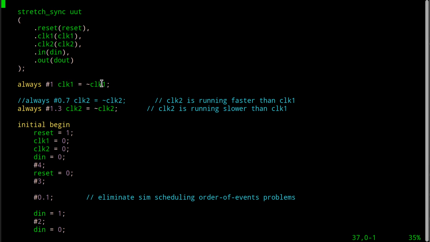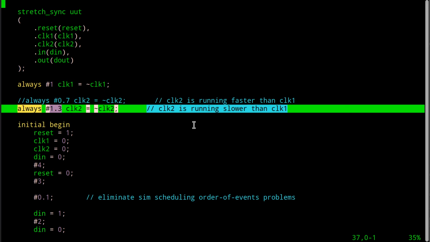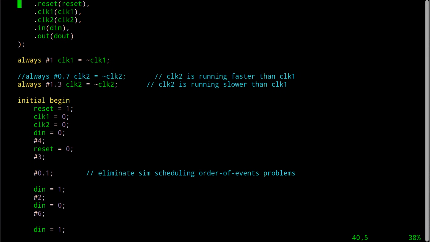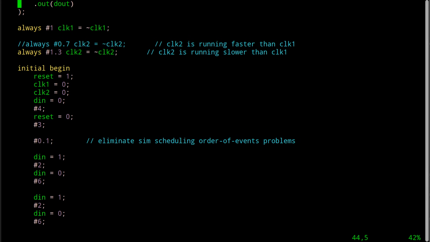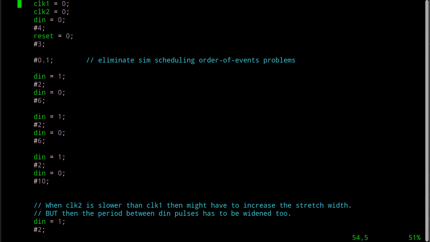I'm playing around with 2 different frequencies. What happens if clock 1 is going along and clock 2 runs slightly faster or slower than clock 1? What does this circuit do? What are the pros and cons? So here it is running slower. We can start with that one and see what happens, and we can take a look at the other one.